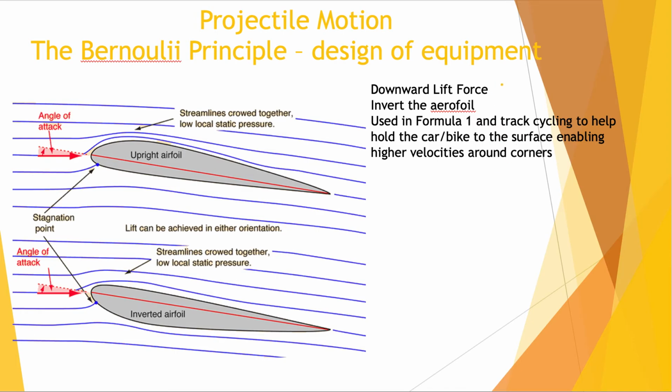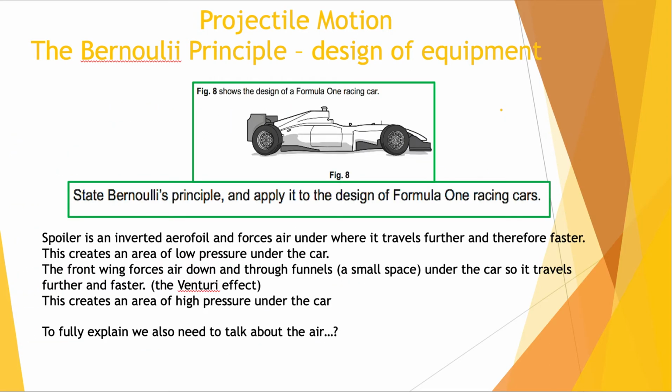So we've got this downward lift force created through the use of an inverted aerofoil or an upside down aerofoil. It's also used in Formula 1, okay, and it's the same principle. In Formula 1, as in track cycling, it helps to hold the car to the surface, enabling high velocities around corners. So let's have a look at a Formula 1 car. The spoiler, that's the bit at the back here, is designed as an inverted aerofoil. So it's got a flat top and a curved bottom inside here, and it forces air as it comes over the top of the car.